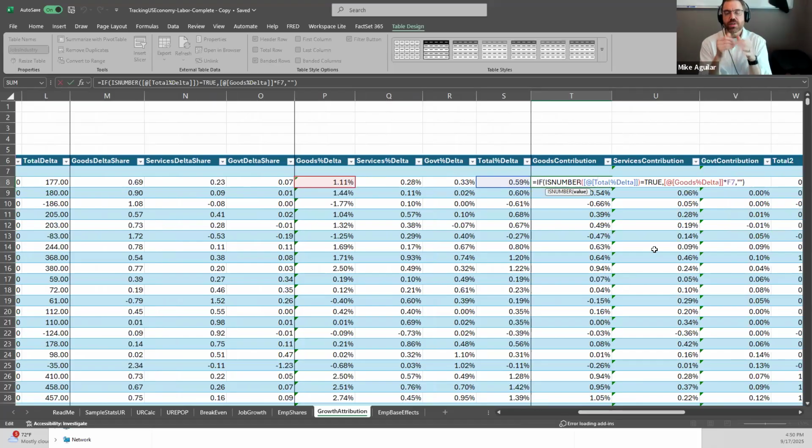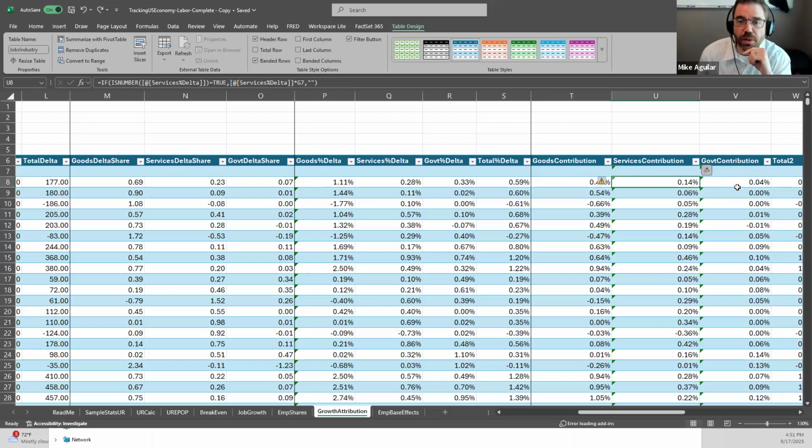The IF ISNUMBER is just making it fancy to control for and help deal with issues where you're going to have NA because you got something that's missing. So in this case, if you have the percent total delta true, where it is a number, so if you have that information, if you have that number, then go ahead and compute that contribution. If not, then give me air quotes. That's what that's saying.